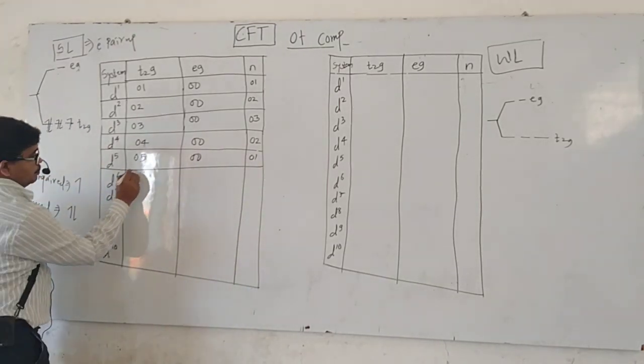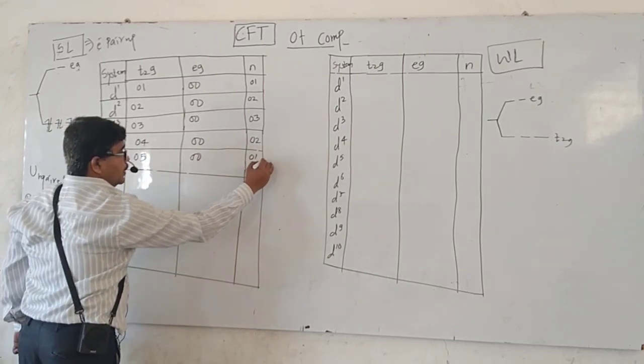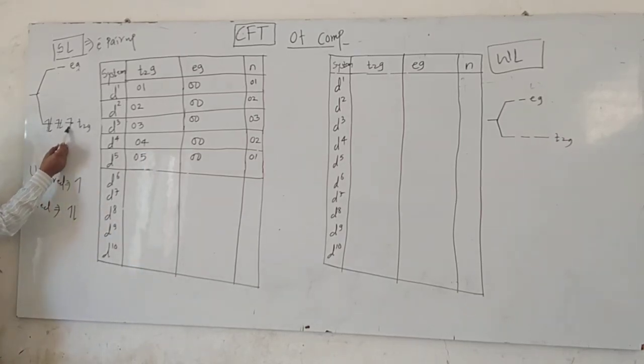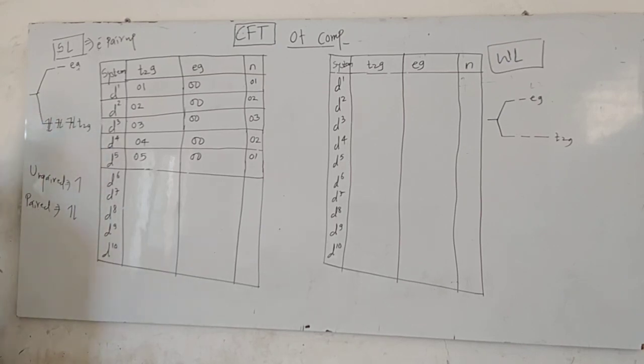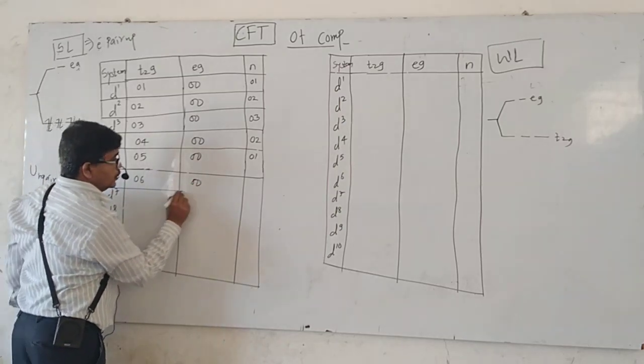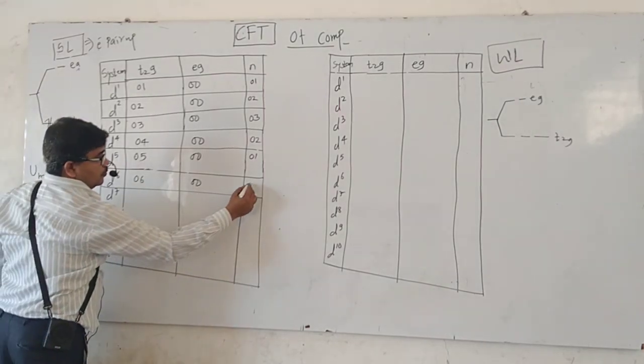For D6 system, what is D6 system? D6 means number of electrons in the D are 6. 1, 2, 3, strong ligand, so electron will pair up, 4th electron will pair up, 5th electron will also pair up, and 6th electron will also pair up. So in the T2G, 6 electrons are there, in the EG, 0 electrons are there. Now number of unpaired electrons. Unpaired means like this, and this means paired. So unpaired electrons are 0.